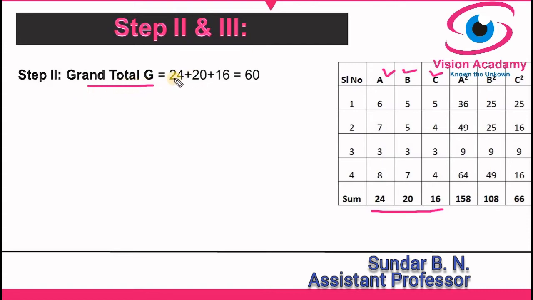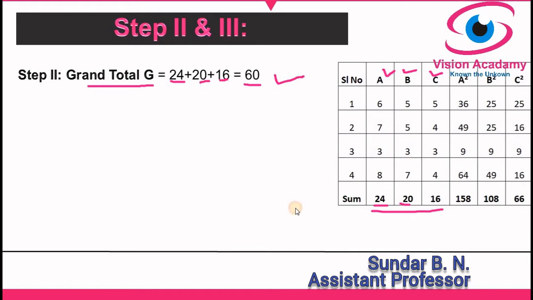Now let us consider the second step, that is the grand total. So grand total means the sum of all the sample values. For that I have to take 24 plus 20 plus 16. So we have three samples under study, three varieties. So I have taken the sum of the three varieties: 20 plus 24 plus 16 equals 60. So grand total is 60.